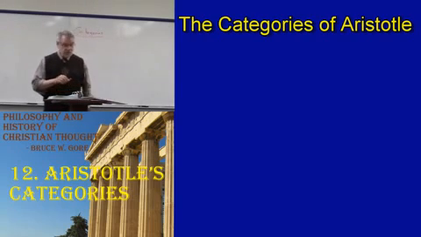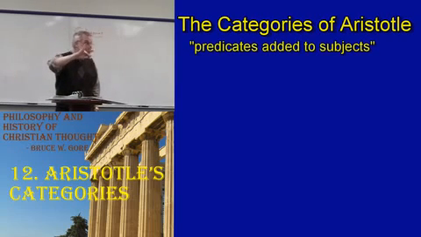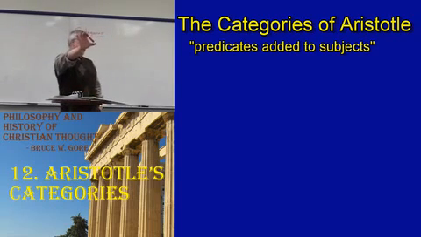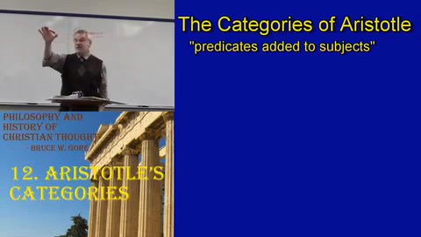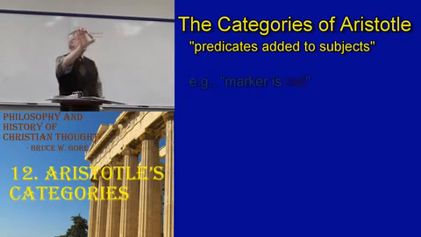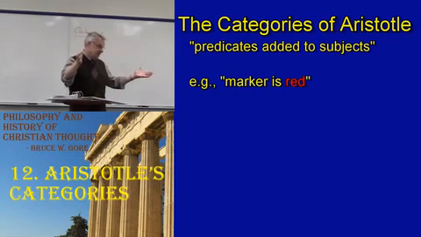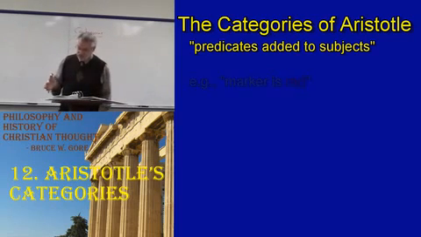Categories, he says, are predicates that are added to subjects. A category is a predicate. There are a variety of kinds of predicates. The subject might be marker. Okay? Marker. Well, I could say of the subject, marker is red, which it is a little bit there. That's a predicate. Marker is in room. There's another predicate. I've categorized it differently. Marker is small. Different predicate.